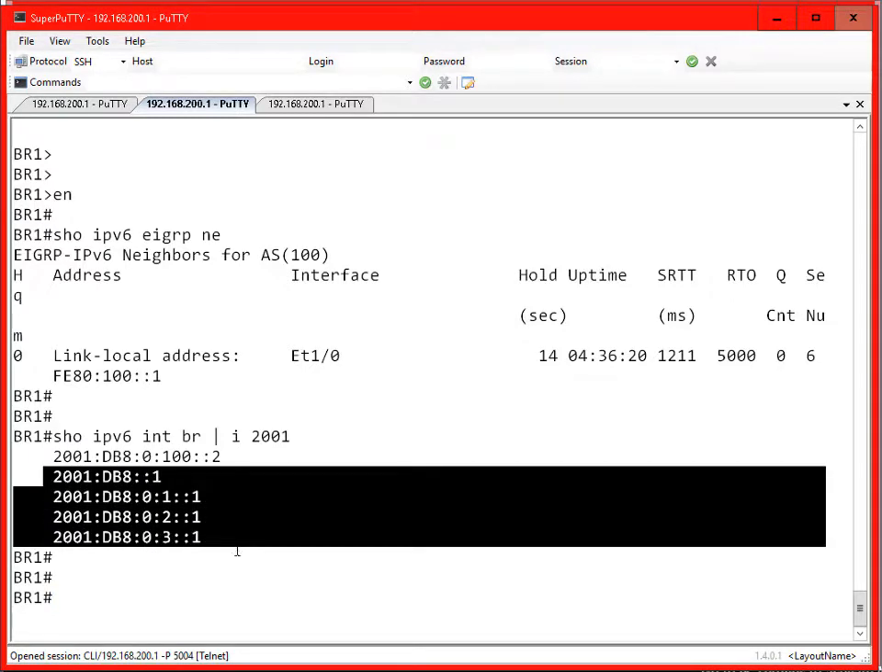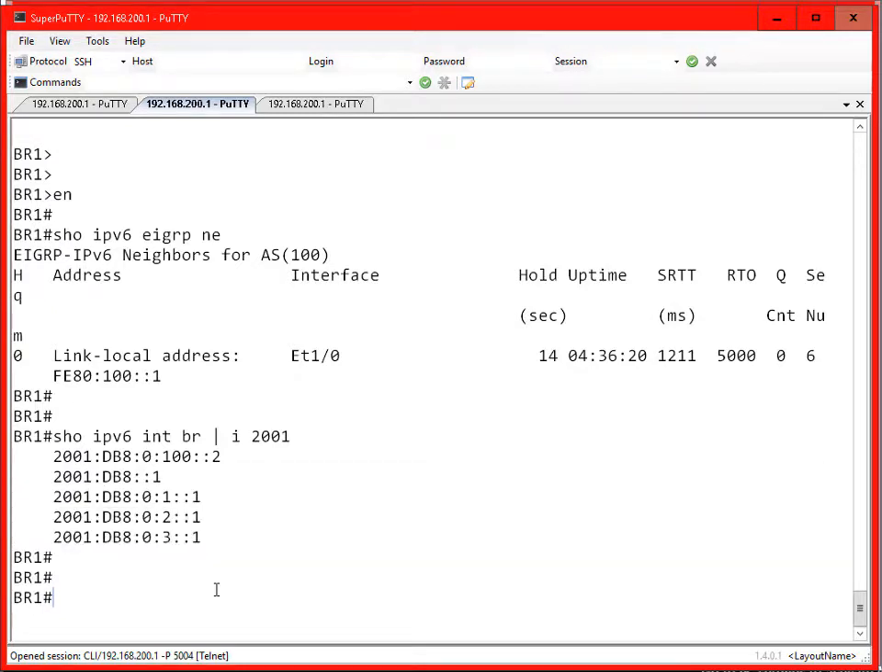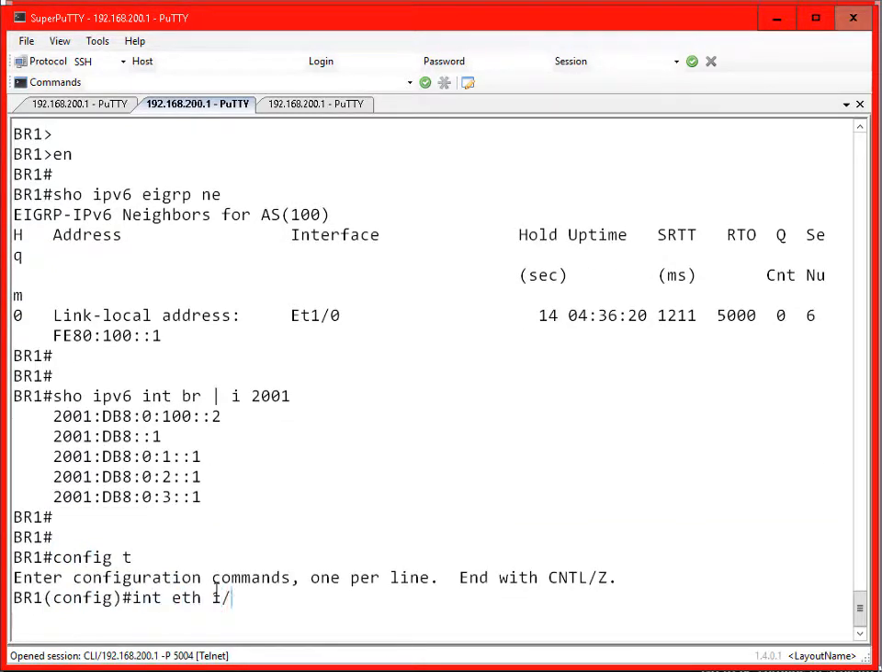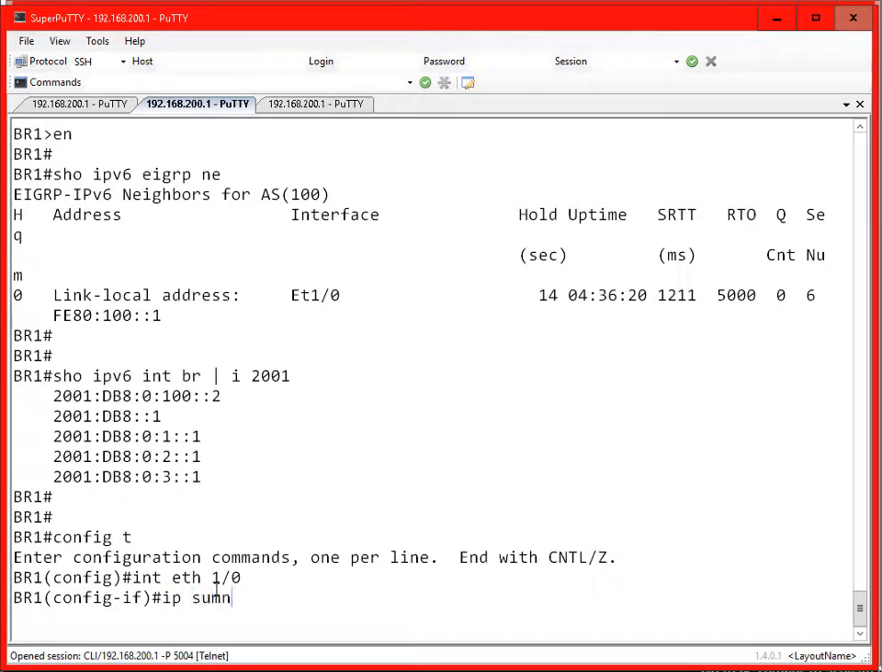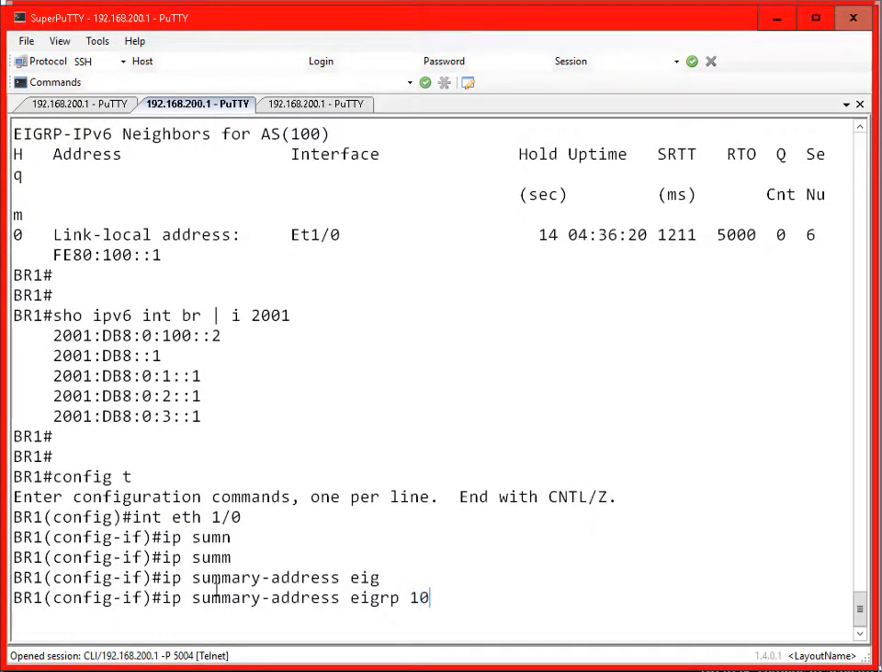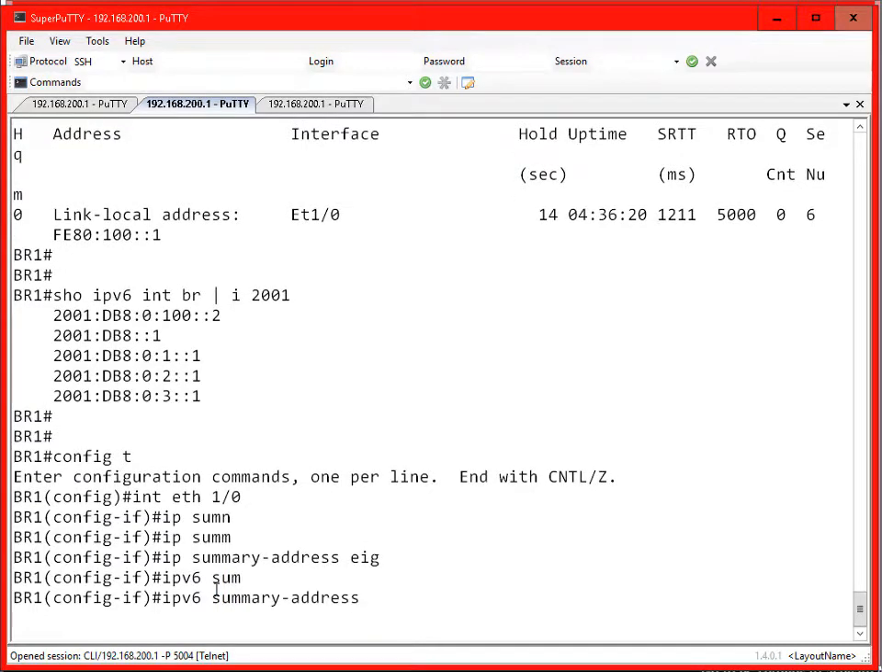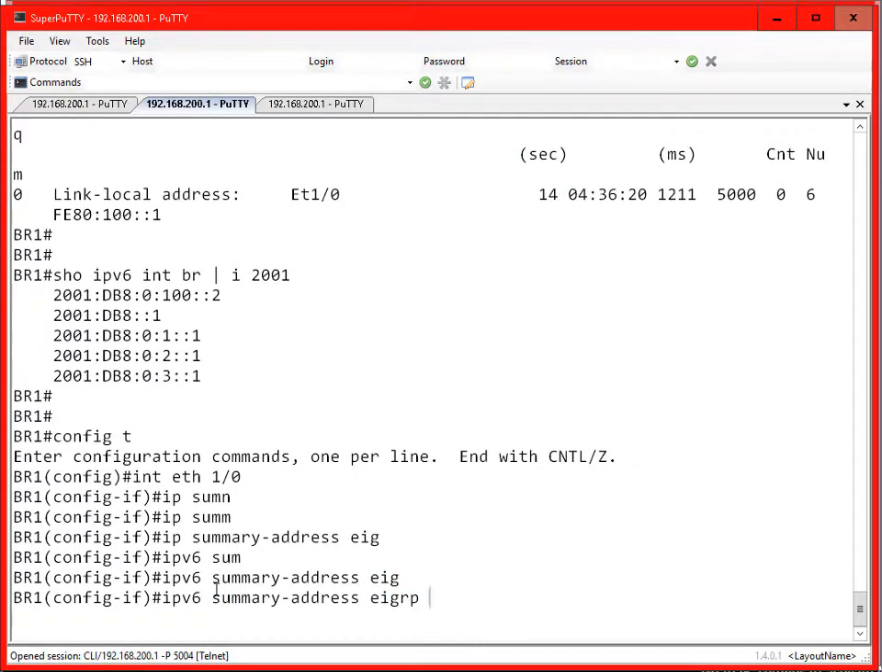So we have 4 networks that we want to summarize, 0, 1, 2, and 3. We're going to do that on interface Ethernet 1/0. If you recall, we use the ip summary-address command, EIGRP 100, and we put in the summary for EIGRP for IPv4. Well, guess what? Just simply replace IP with IPv6, and we're going to use the same syntax. The only difference is that when we specify our summary, in this case, db8::/62, we are specifying obviously a v6 prefix instead of a v4 prefix.